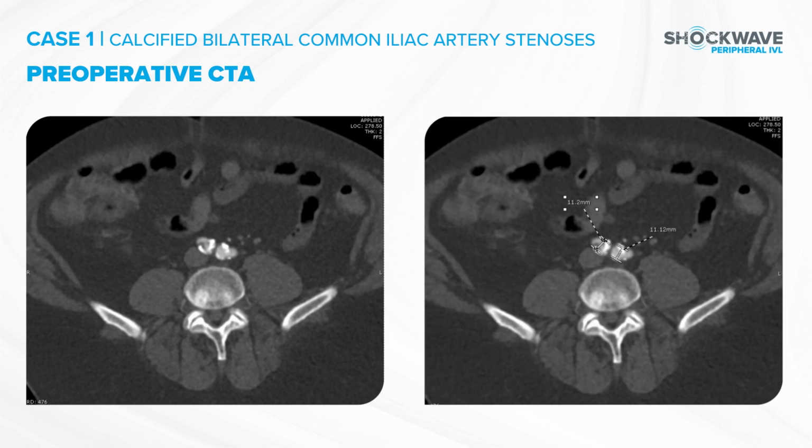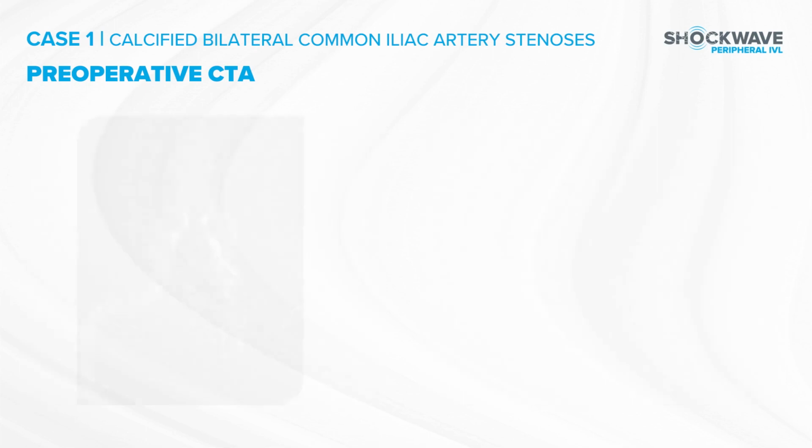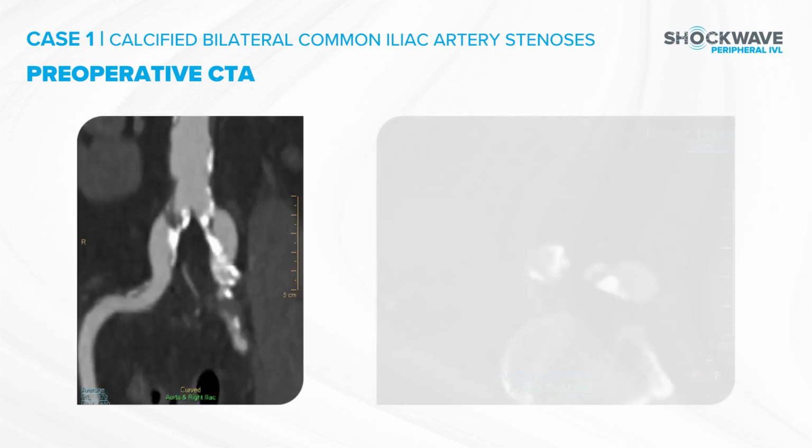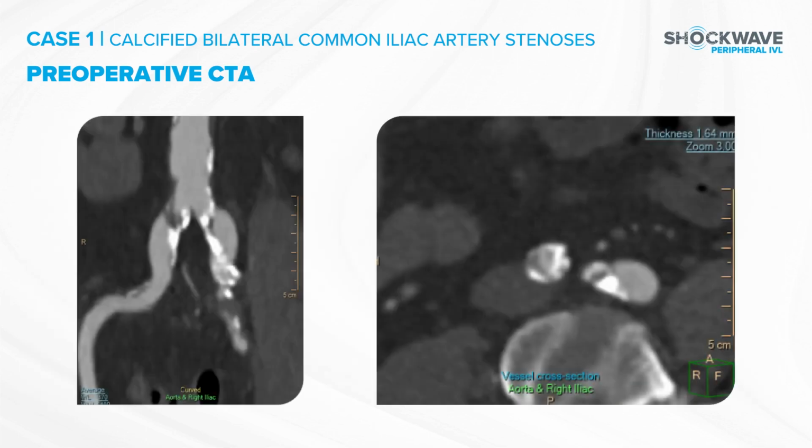Very easy to achieve cross-sectional diameter measurements, as you can see here, with diameter measurements of approximately 11 millimeters bilaterally. Centerline reconstruction of the CT angiogram clearly demonstrates bilateral iliac occlusive disease with heavily calcified plaque and high-grade stenoses. There's some post-stenotic dilatation evident in the left common iliac artery.